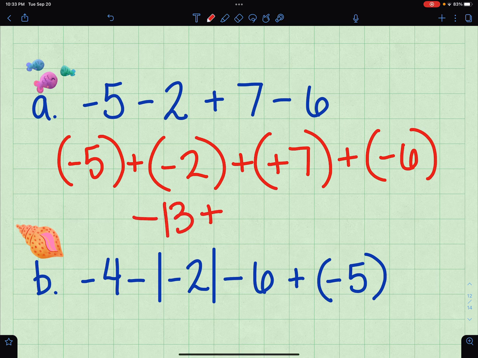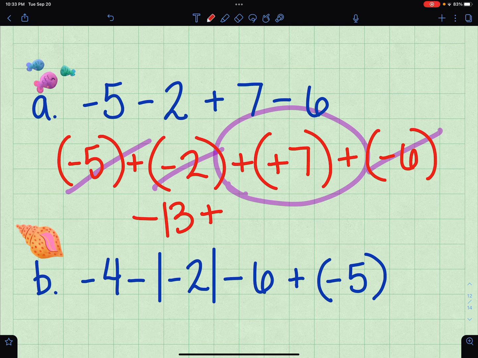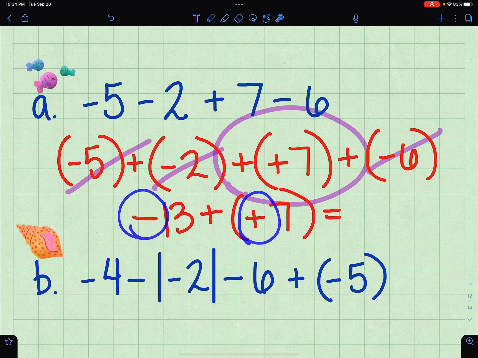Now we already dealt with these because they're all negative. Now we have to bring down what we haven't dealt with yet, which is plus a positive 7. So negative 13 plus a positive 7. These have different signs, right? So this is rule number 2, different signs. When we add them together, we take their difference. So what's 13 minus 7? 13 minus 7 is 6. It's the difference between 7 and 13.